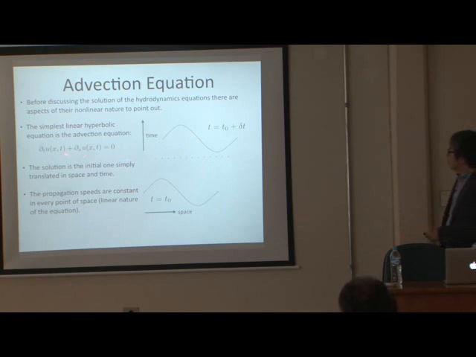The solution is simply translated in space and time, because the propagation speed is constant everywhere. If you look at the characteristic lines in space and time, from the initial point values, everything is parallel. So it just advects the information along. Okay, this is the linear nature of the advection equation.